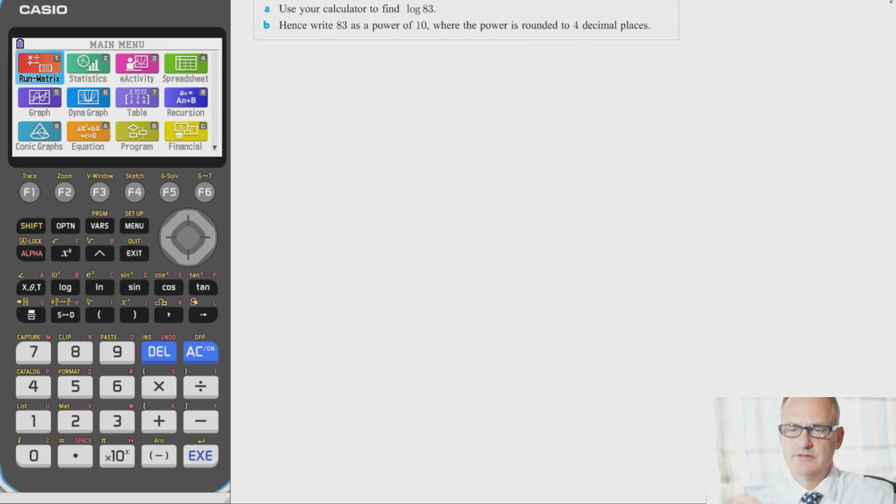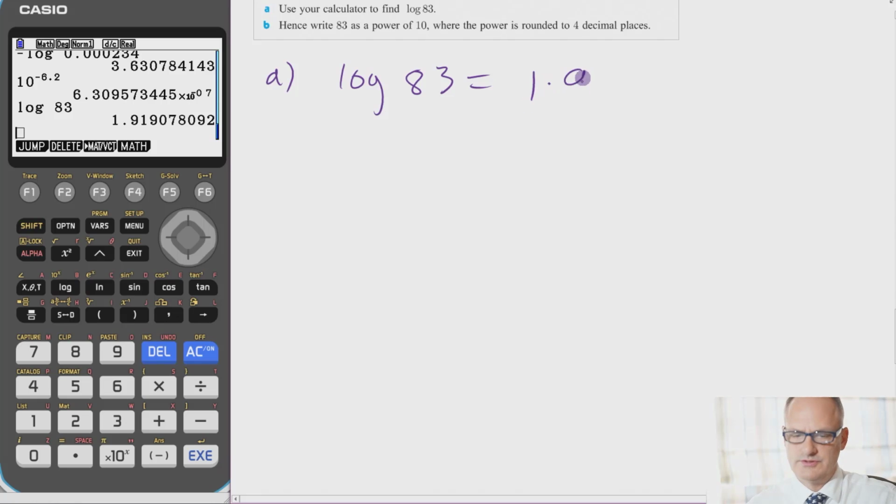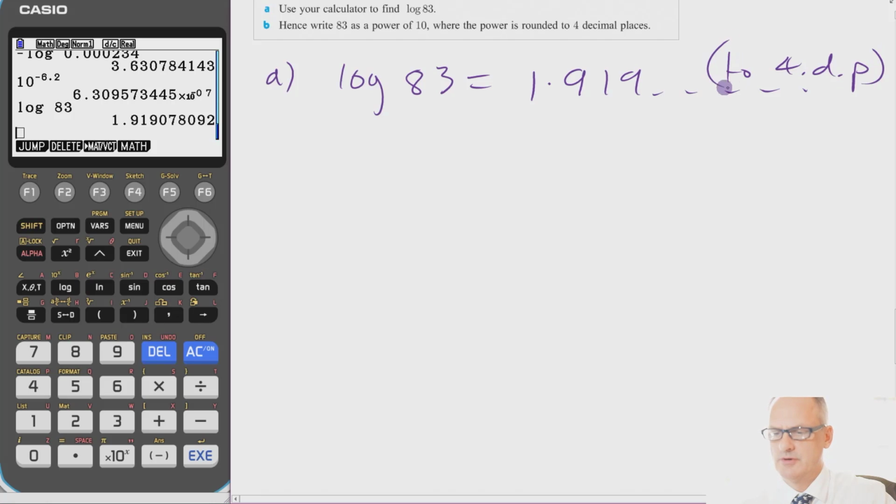Right, nice little straightforward logarithm question here. We've got part A, use your calculator to find log of 83. So we want to do log of 83, so let's go into this part and press log 83, and that gives us 1.919 and so on. It says to 4 decimal places, and that's correct to 4 decimal places. Well, it doesn't say in part 1, but it does say in part 2.